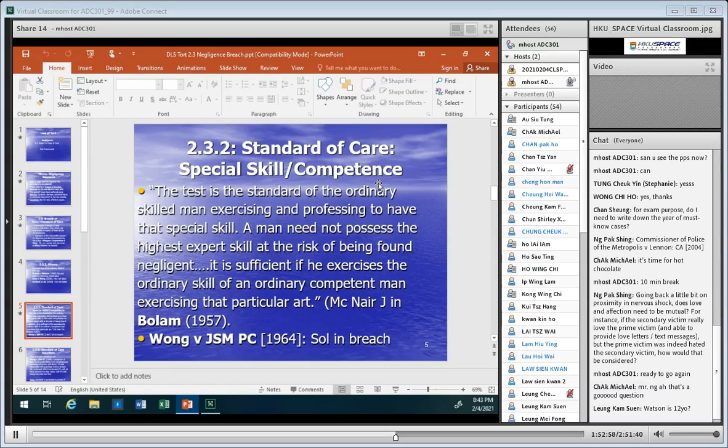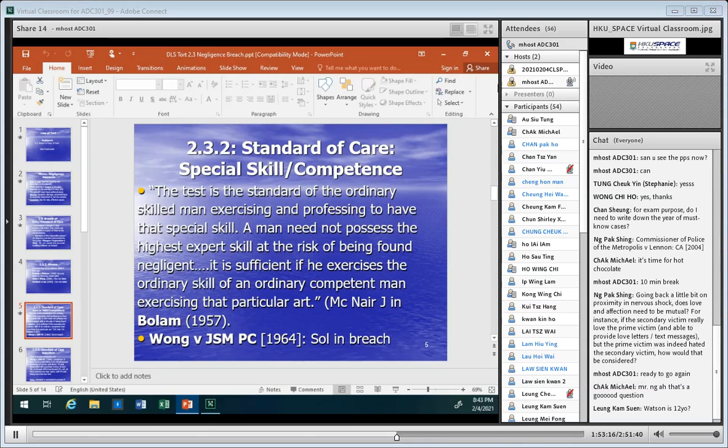Here it is, it's on page 52. Bolam, page 52. Yeah, we've got Bolam. And I've got a separate one on Bolam coming up. So there are two cases to look at. One is Bolam, the other one is Wong and JSM.